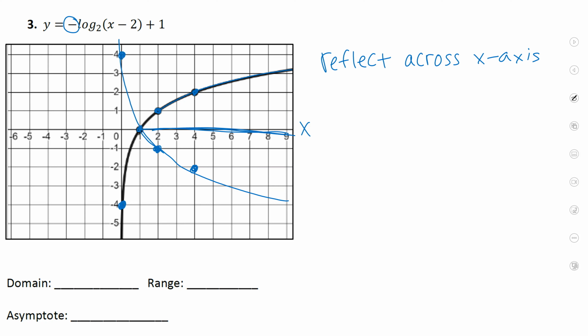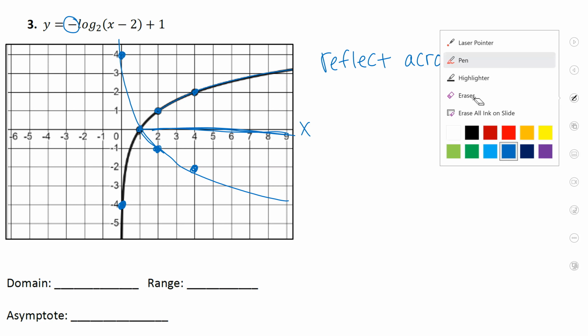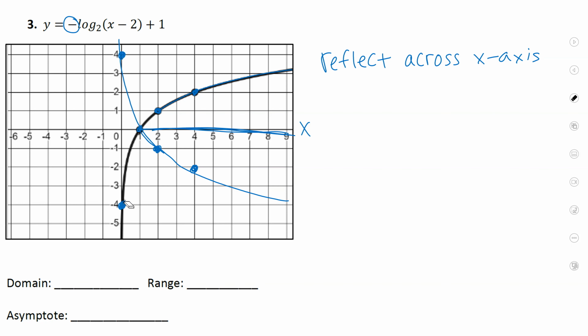This is what your graph would look like. I just want y'all to watch. You shouldn't draw this yet. We're not done. I just want you to see what this looks like. So does everyone understand how the points changed when I reflected it? Yes? Okay, so let's move on to the next one.